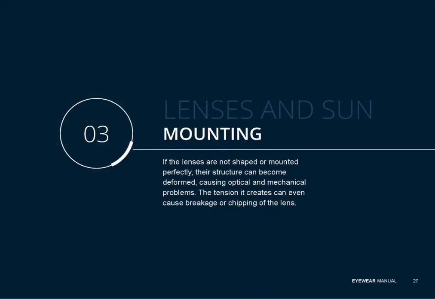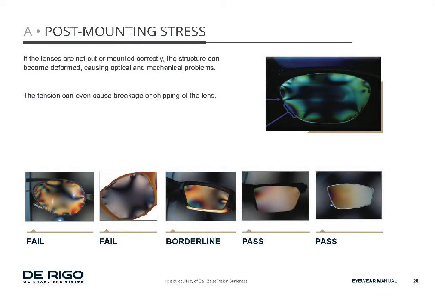Mounting. If the lenses are not shaped or mounted perfectly, their structure can become deformed, causing optical and mechanical problems. The tension that is created can even cause breakage or chipping of the lens. Post-mounting stress: if the lenses are not cut or mounted correctly, the structure can become deformed, causing optical and mechanical problems. The tension can even cause breakage or chipping of the lens.